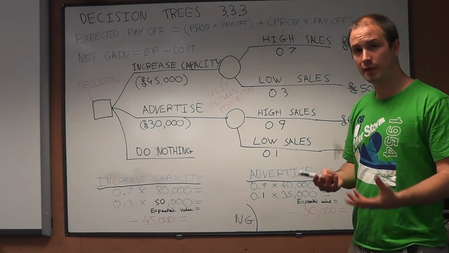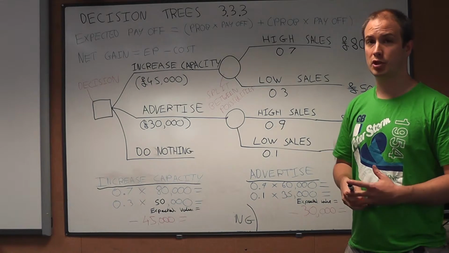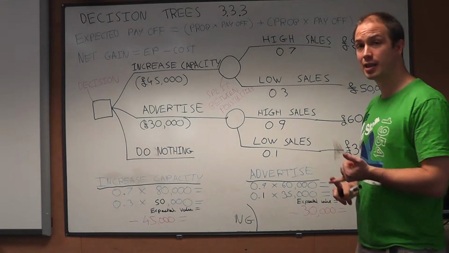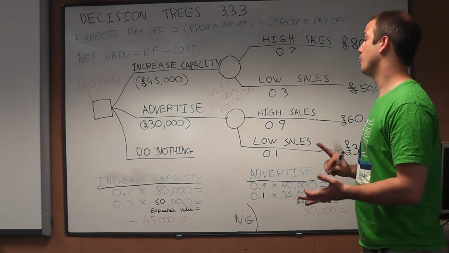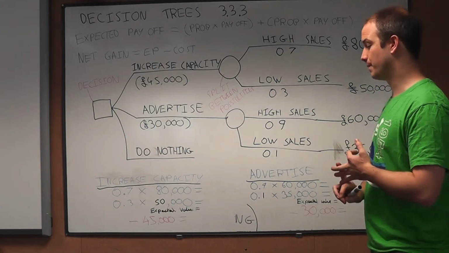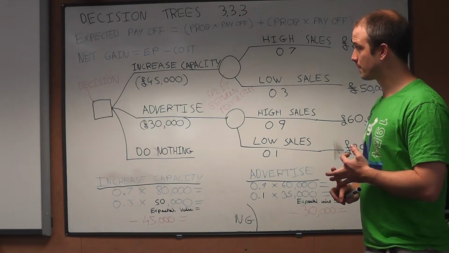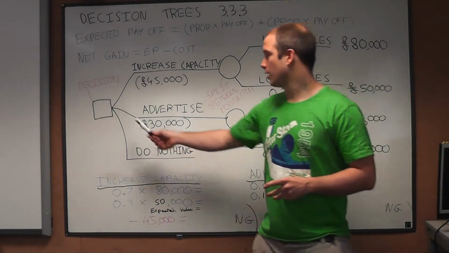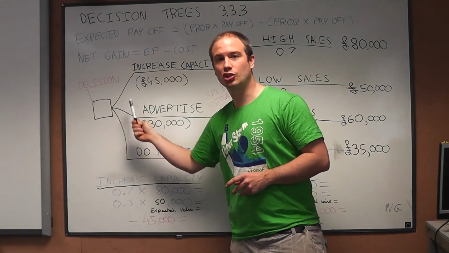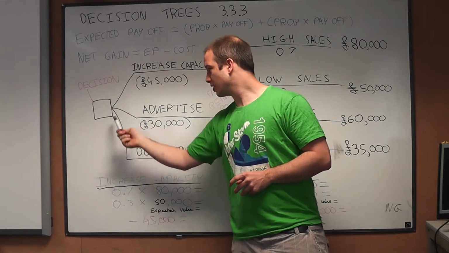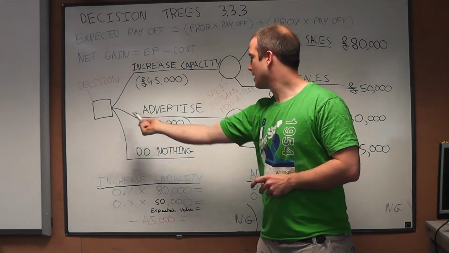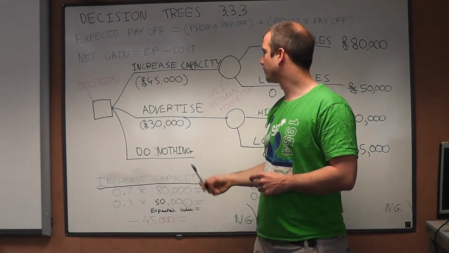So in order to have a decision tree, we need to have a number of options. For this business, they're deciding whether to increase their productive capacity, whether to advertise, or whether to do nothing and take no action. So our decision tree will always start with a square. A square is what signifies a decision within the decision tree. And as you can see, we've got our three options coming out of that: increase capacity, advertise, and do nothing.